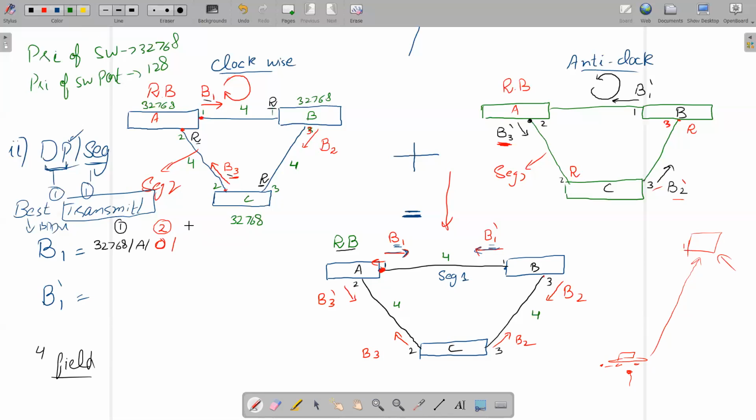And what was the third field? Sender ID. Right now, who is sending the BPDU? The same, the root bridge. Right now, he is sending the BPDU. That means, again, you need to write the same information of the root bridge. For example, 32,768 and the MAC address of the sender.